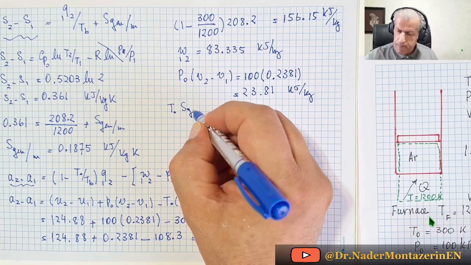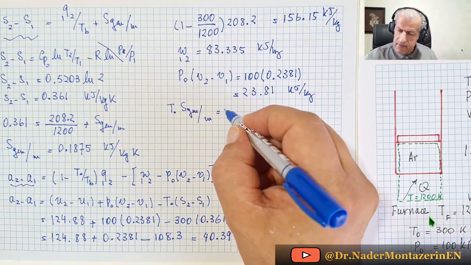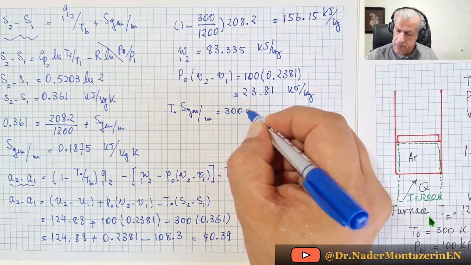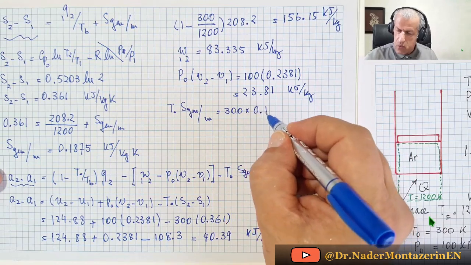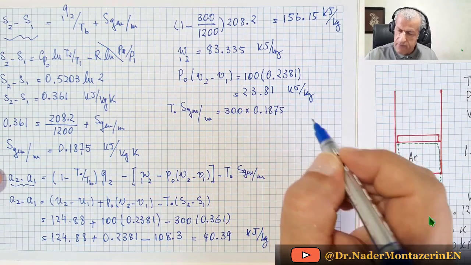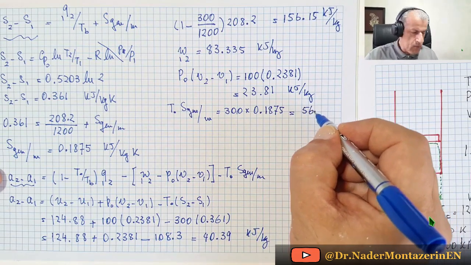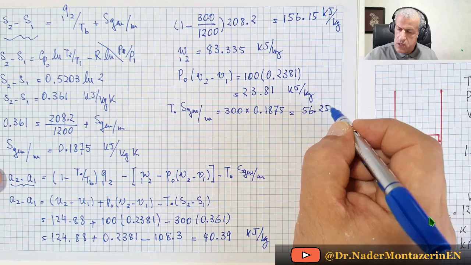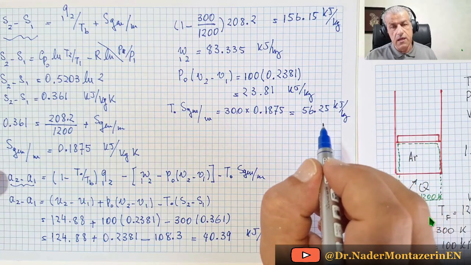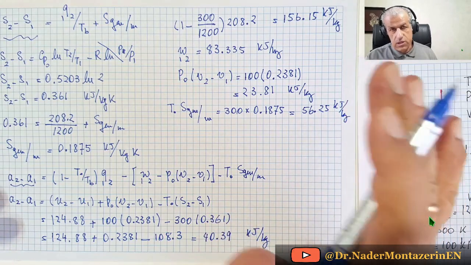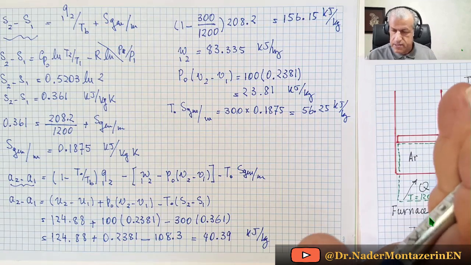Now, the final term that we have to calculate is T0 Sgen per m, which is T0, 300 Kelvin, times Sgen over m, which is 0.1875, and that equals 56.25 kilojoule per kilogram. That's the availability loss in this process. This is the irreversibility in the process.